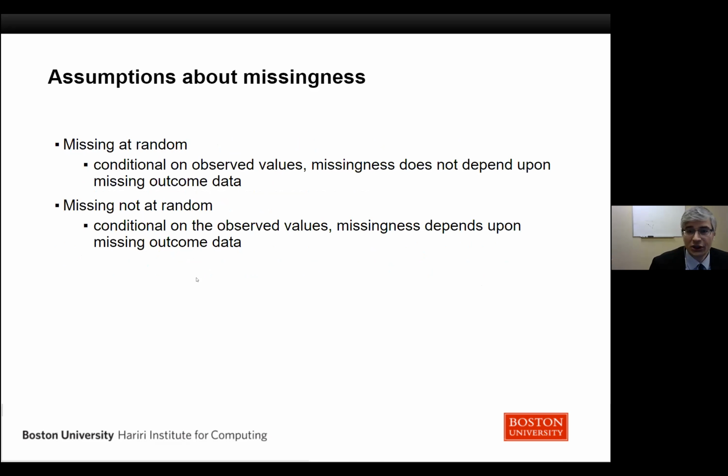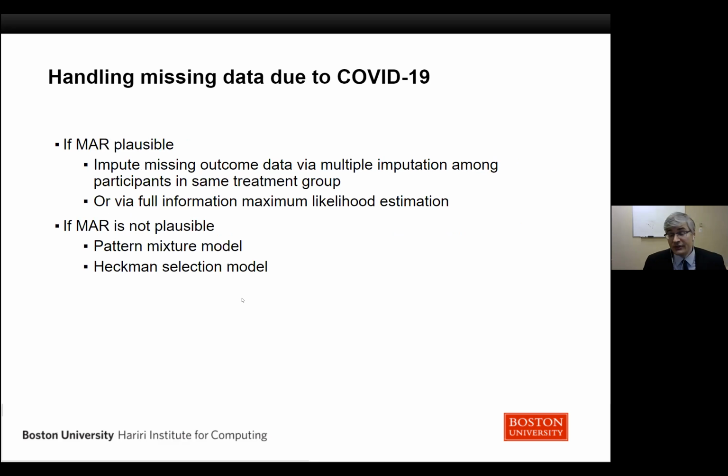So we are back to general considerations about missing outcome data, particularly the mechanism underlying the missingness, and whether the outcome is missing at random, including missing completely at random, or if this assumption is not tenable, missing not at random. And so to handle missing outcome data due to COVID-19, we can use conventional methods to address missing outcome data. If the missing at random assumption is plausible, we can use direct likelihood estimation or rely on multiple imputation.